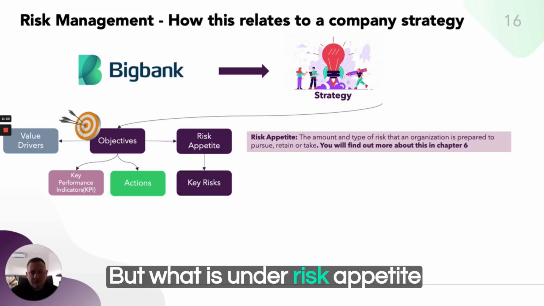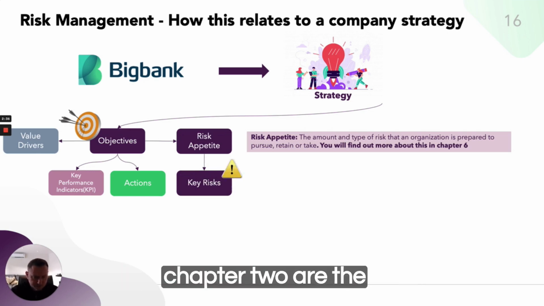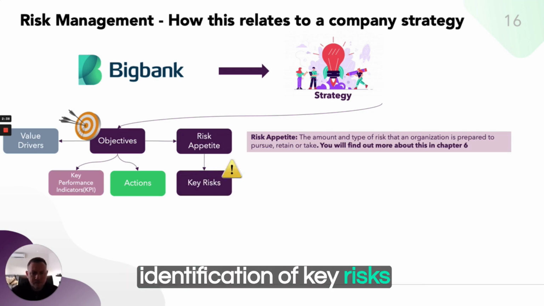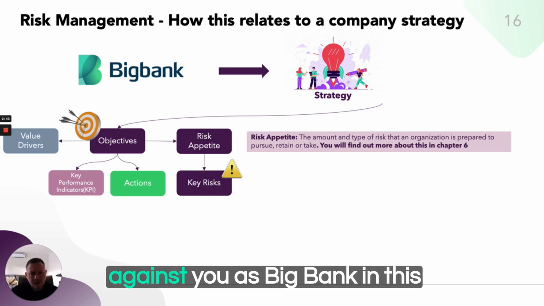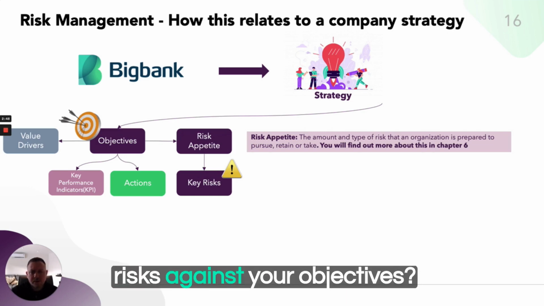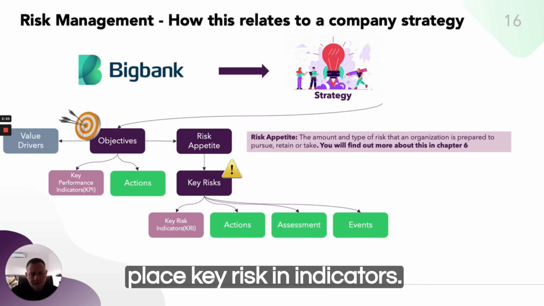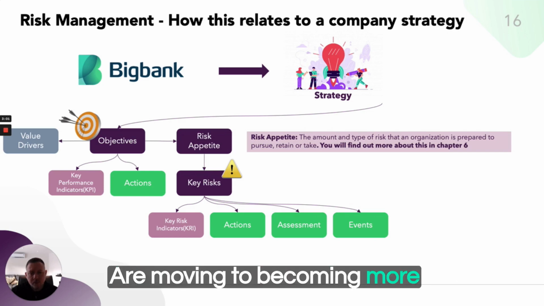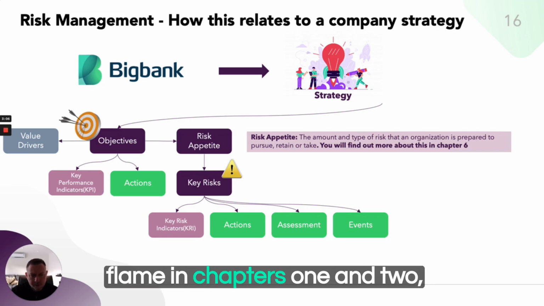But what is under risk appetite is the key risks. What you would have seen earlier in Chapter 1 and Chapter 2 are the identification of key risks against your goal. So this is where this similar thing lives. What are the key risks against you as a Big Bank in this case from achieving your strategy, and what are the key risks against your objectives? Once you know those key risks, you can then start putting in place key risk indicators. So what are the metrics that show that those key risks are moving to becoming more of a potential issue, and where you saw the issue flame in Chapters 1 and 2.